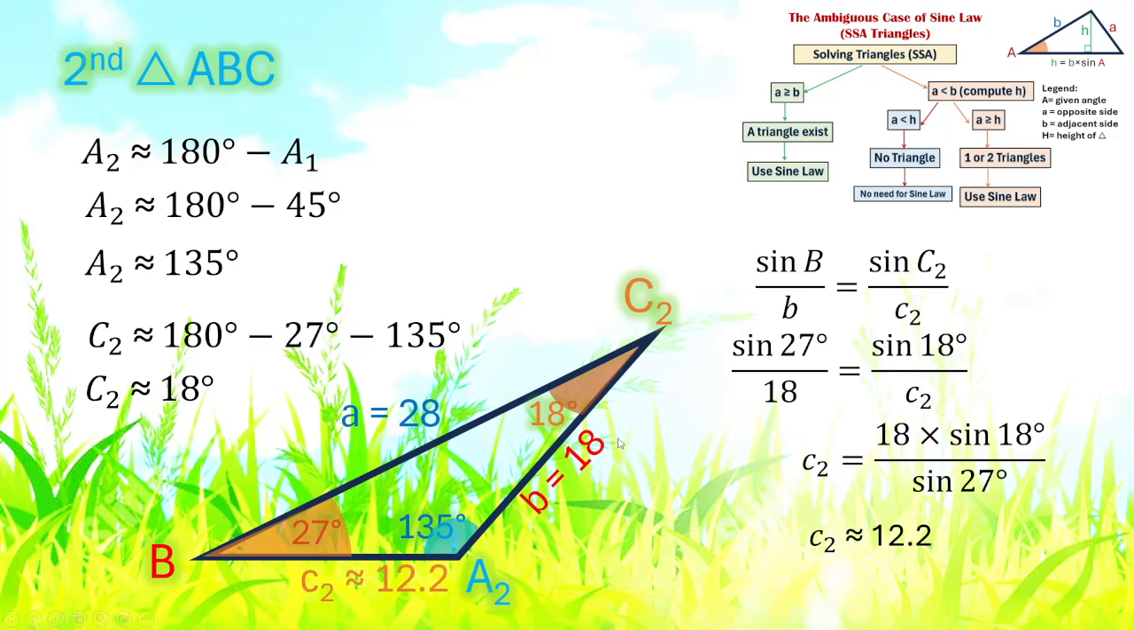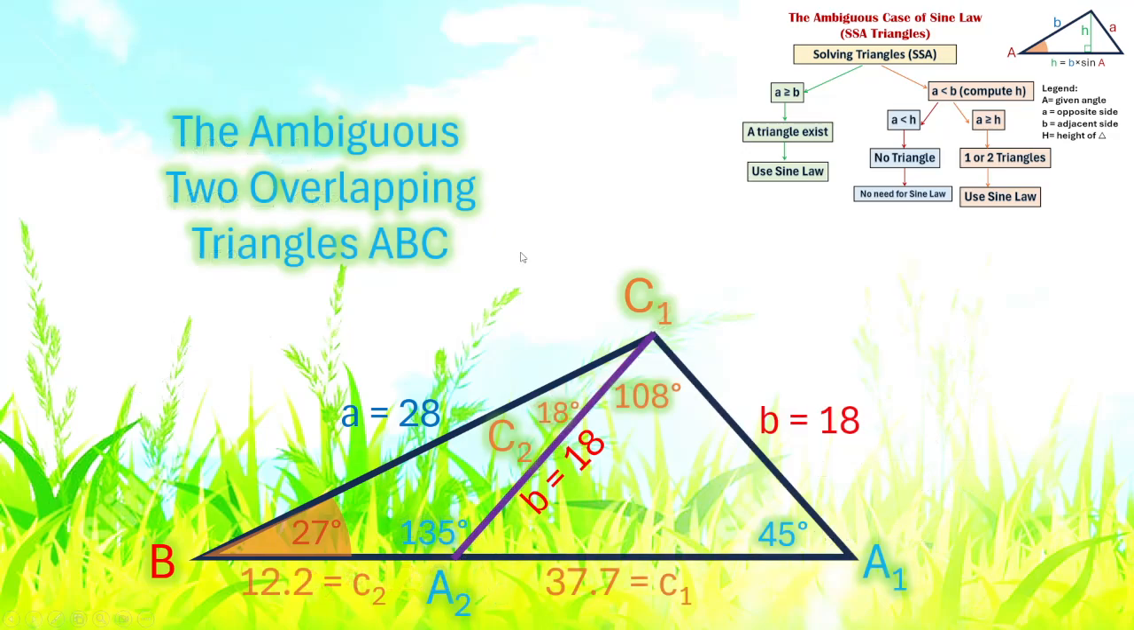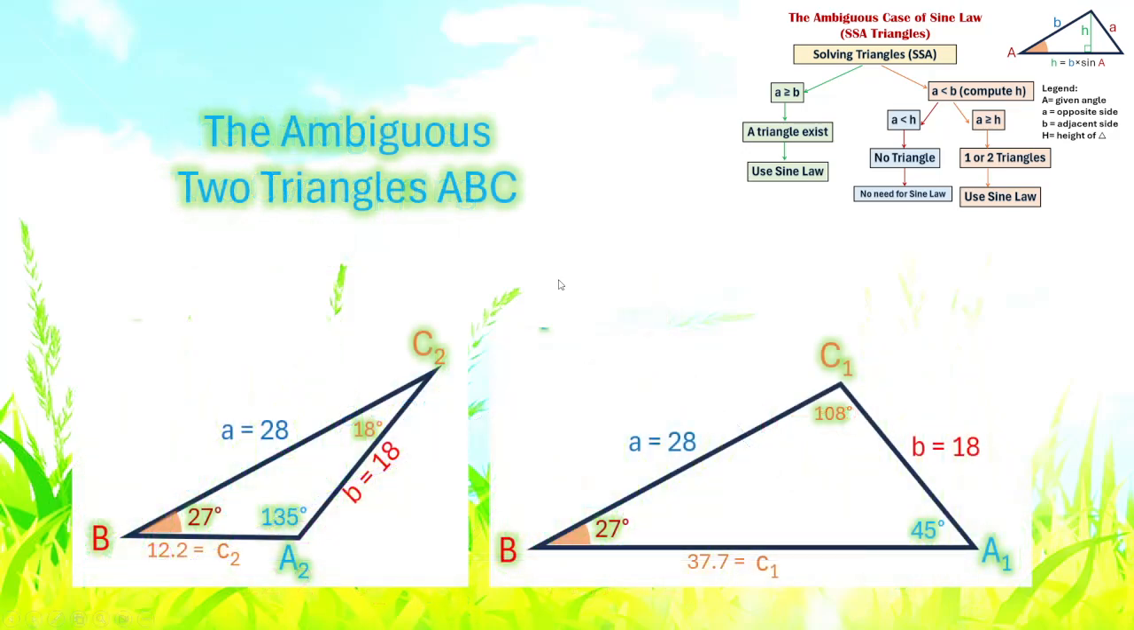And here you go. This is now, class, our second solved triangle ABC. And that's it. As simple as that. We just need to practice more to familiarize or memorize the idea of the ambiguous case. So again, if you go back to the first triangle, this is the ambiguous two overlapping triangles ABC. That is somewhat confusing, I guess. So if we separate these two, so these are the two ambiguous triangles ABC.